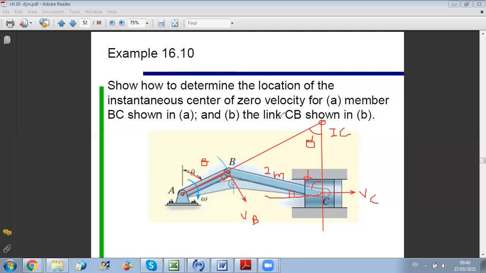We will do numerical examples on this. Just in this problem, I want you to understand how we find the IC. Okay? Now, take a figure to get the IC, another figure.